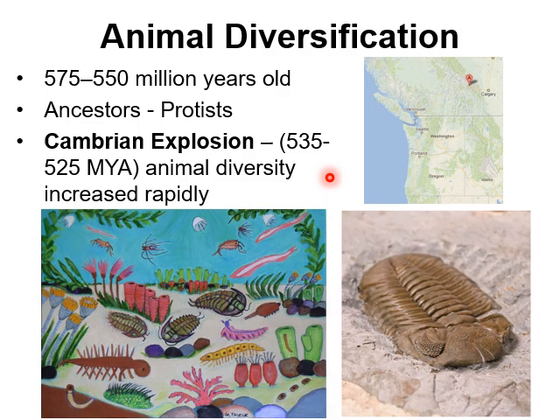But during this 10 million year time period, during the Cambrian explosion, that's when animals really took off. And suddenly there went from being very few animals to being lots of different types of animals. This is a cartoon of what the ocean might have looked like during the Cambrian period.